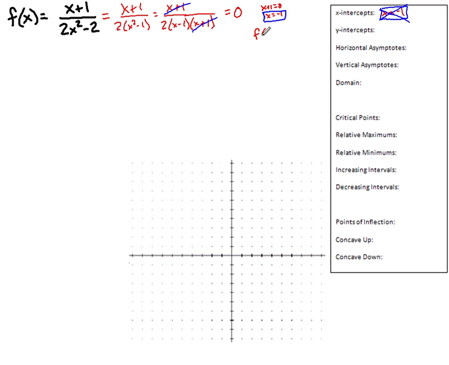Okay, y-intercepts though, we're going to plug in 0. I should get 1 over negative 2. So that means my y-intercept happens at the point (0, negative 1/2).